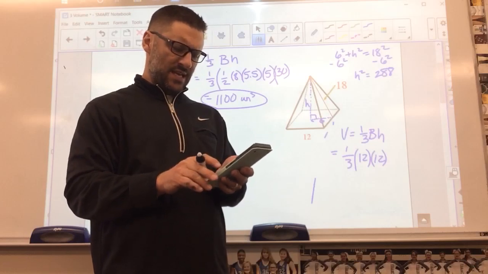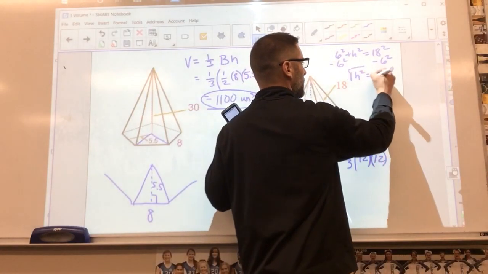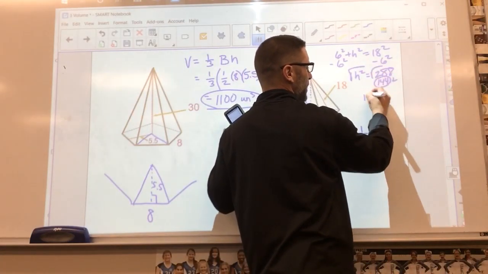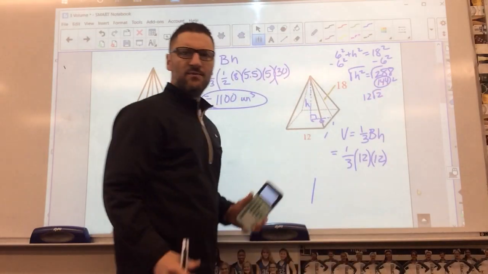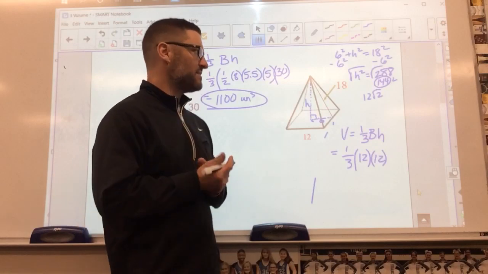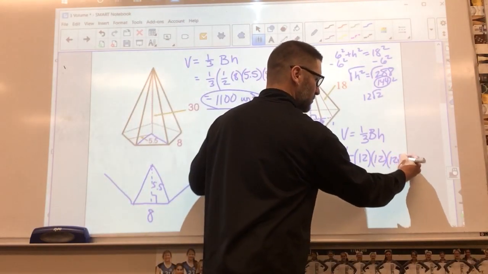Actually, 288 is 144 times 2. So this is 144 times 2. And then if I pull out the 144, I get 12 radical 2. I guess there's some value in writing my answer in an exact format like it would appear on the ACT. So that's the height, 12 radical 2.